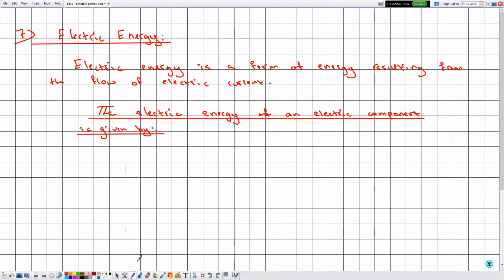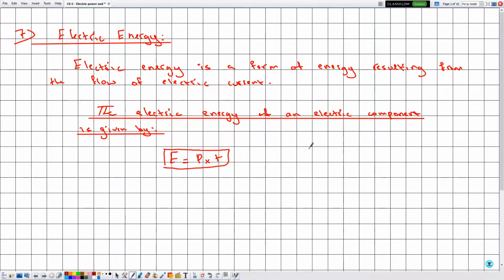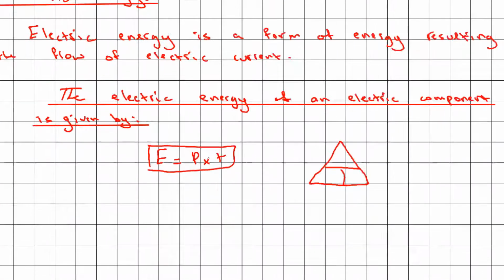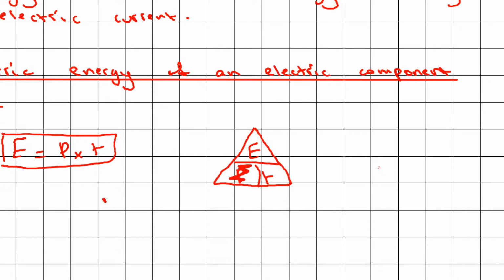E is equal to P multiplied by T. So, and we know that any formula in physics consists of three variables. We can directly construct its triangle. So here, because we have multiplied, then E will be at the top, P and T at the bottom. Suppose we are interested in determining the value of P, then P is given by E divided by T, and the value of T is simply given by E divided by P.